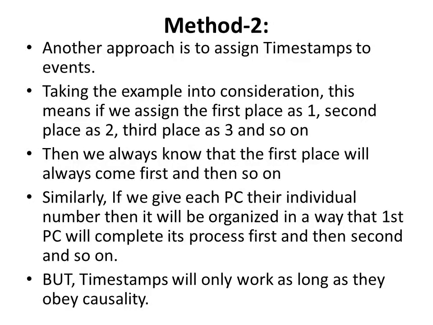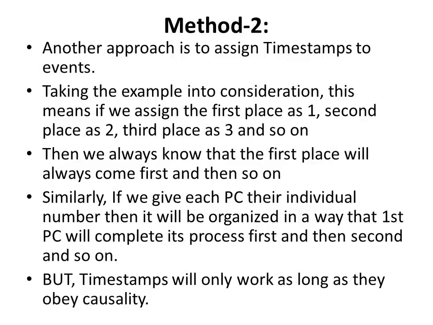Method number 2, another approach, is to assign timestamps to events. So timestamps are allotted for events in the system. Taking the example into consideration, this means if we assign the first place as 1, second place as 2, third place as 3, and so on, we are assigning a value to the place where we are going to visit. Then we always know that the first place will always come first, and so on.